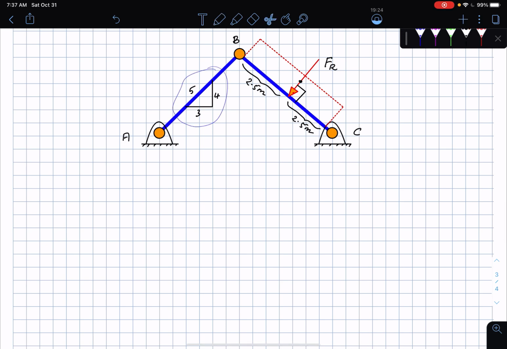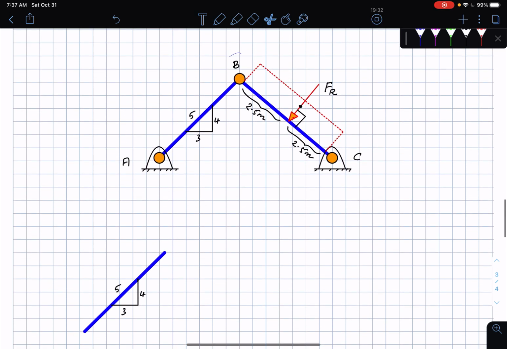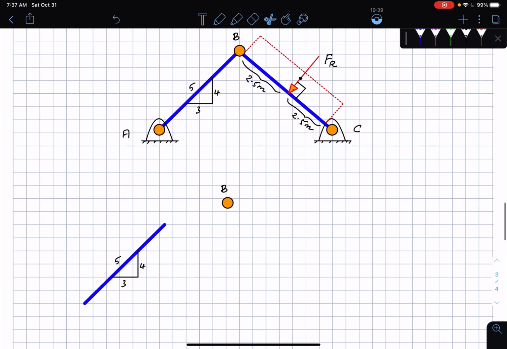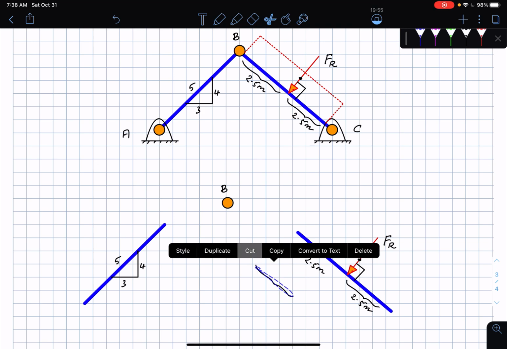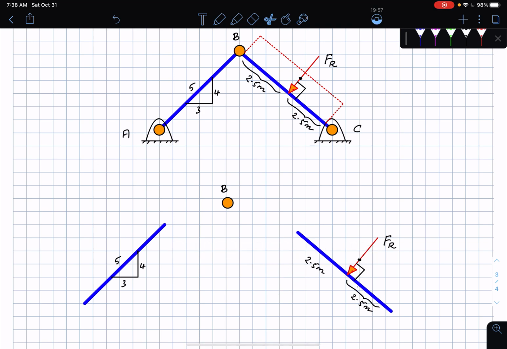So I'm first going to take this bar AB, copy that and draw it here. That's the bar AB. Then I'm going to have the pin at B. Of course, I'm going to have the pin at A as well, but I'm not drawing the pin at A. Then I'm going to have this bar here, so I'm going to copy that and bring it down here. I know that this FR has been taken care of, and let me get rid of all of these things, because I know now, and you know now, that these distances are 2.5 meters.